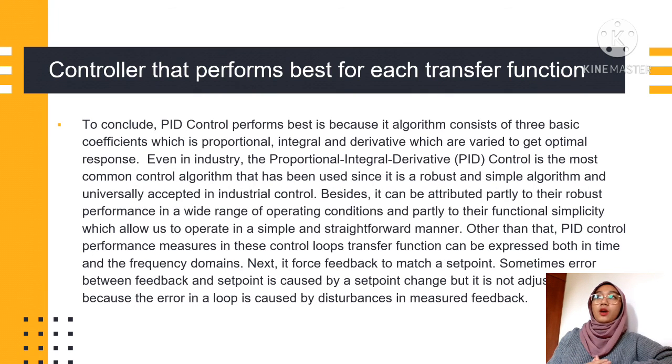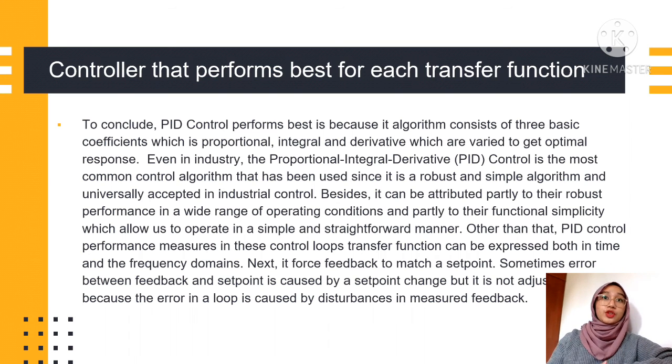To conclude the overall control, we would say that the controller that performs best for each transfer function is the PID control, because we use the PID control system for each transfer function except transfer function 4, which only uses two controllers, proportional and derivative. PID control performs best because its algorithm consists of three basic coefficients, proportional, integral, and derivative, which are varied to get an optimal response.